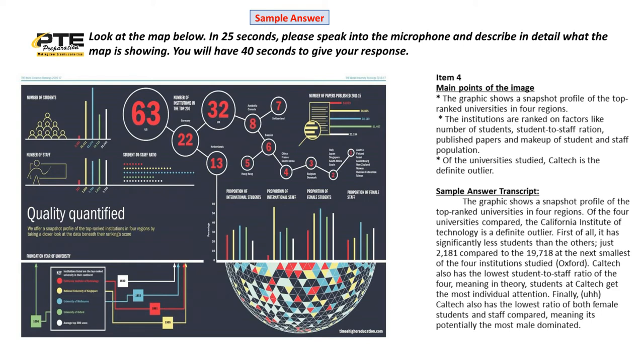The graphic shows a snapshot profile of the top-ranked universities in four regions. Of the four universities compared, the California Institute of Technology is a definite outlier. First of all, it has significantly fewer students than the others, just 2,181 compared to the 19,718 at the next smallest of the four institutions studied, Oxford.